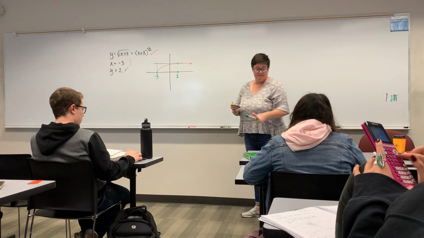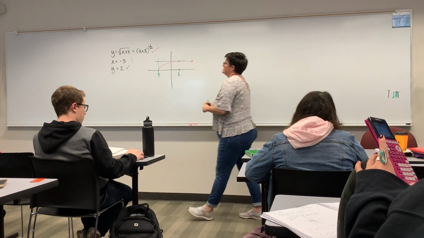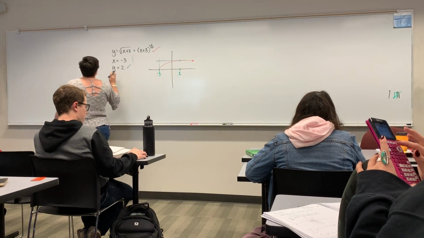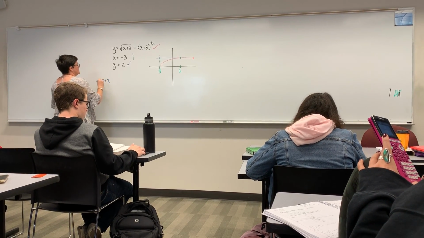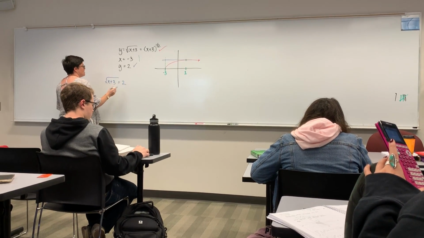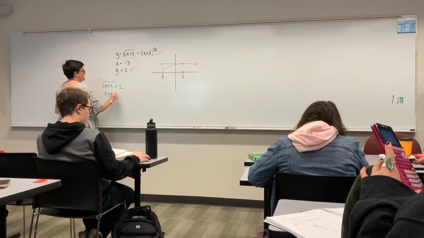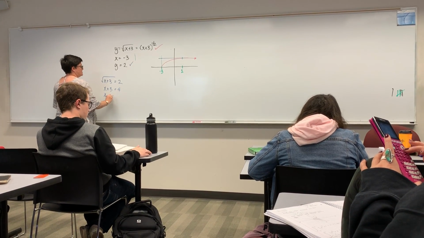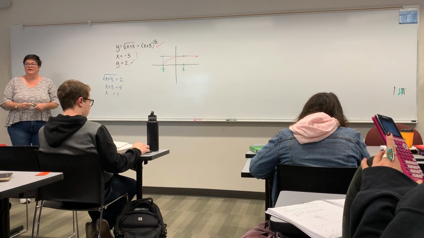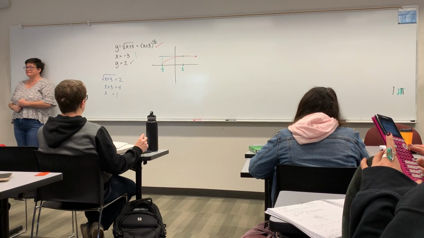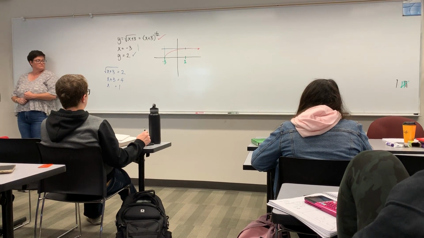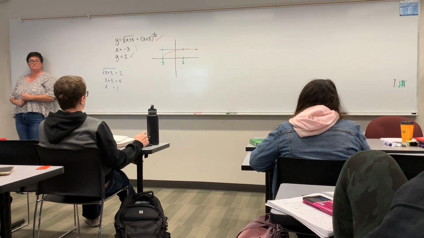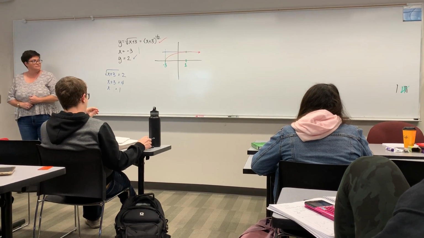So algebraically, let me show you this one. This one's actually simpler than you guys think. We set the y's equal to each other because y equals y. The square root of x plus 3 equals 2. Square both sides. X plus 3 equals 4. X equals 1. That was very quick, right? So far, so groovy.